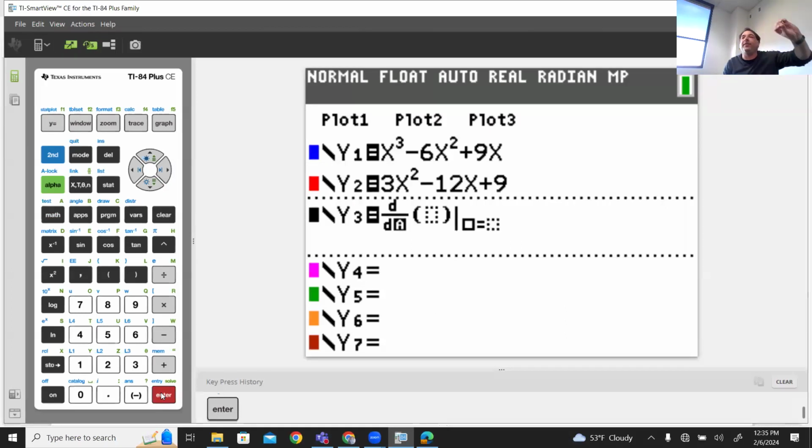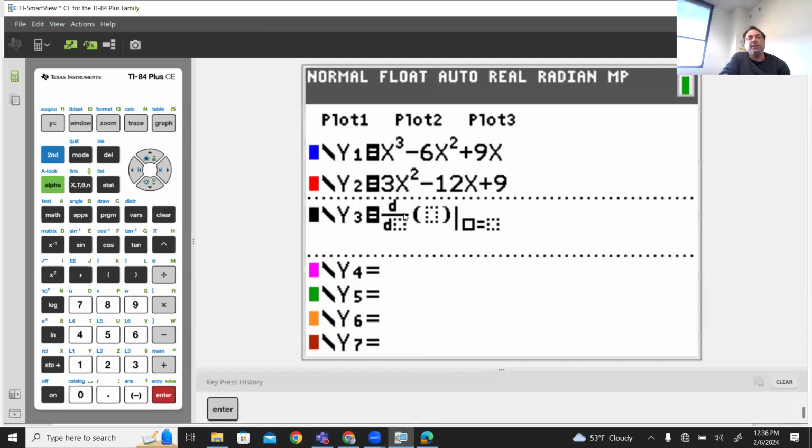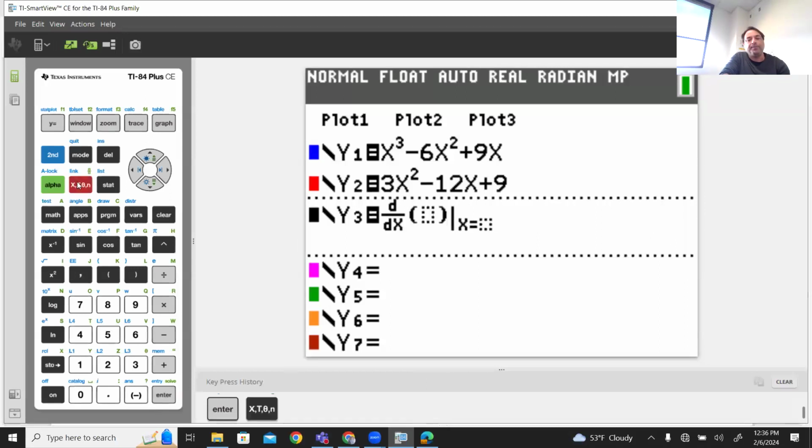If yours says n derivative, just hold off a minute. The first blank, d over d, wants an x. So put x. And then it's asking, what do you want to take the derivative of? I want to take the derivative of the original. Where is the original? y1. The original is in y1. I want the derivative of y1, not the derivative of the derivative. That's something we'll do later. So where is y1 in your calculator? Press vars.